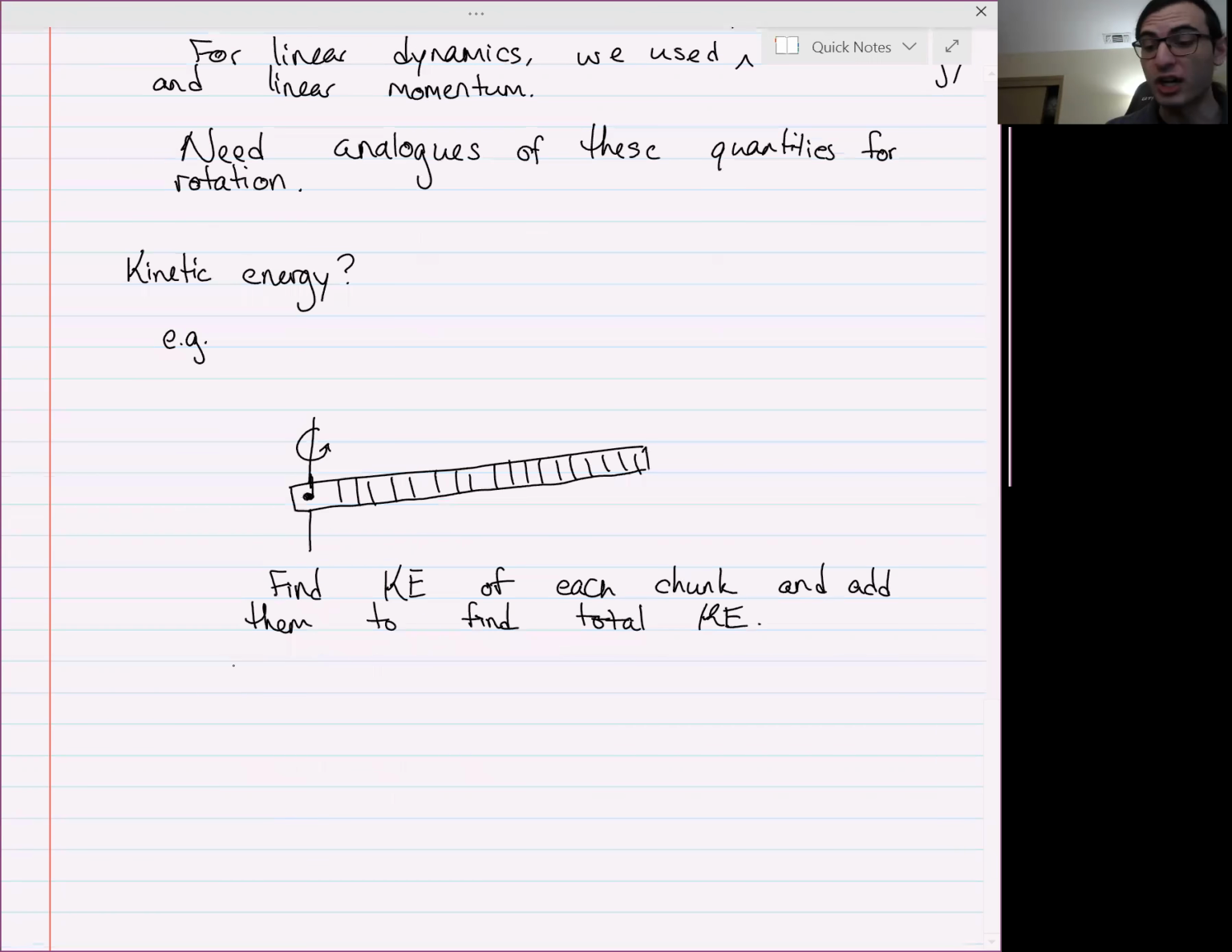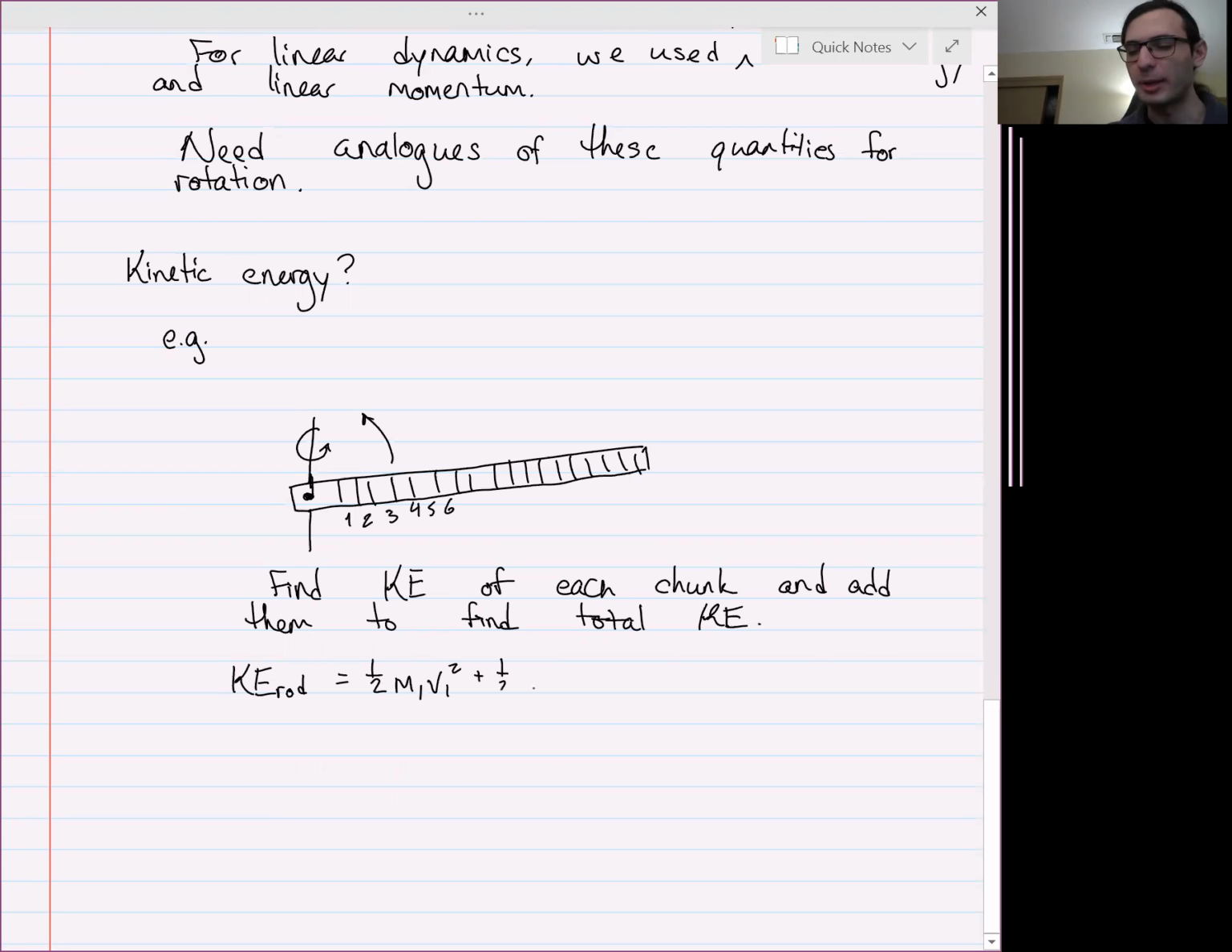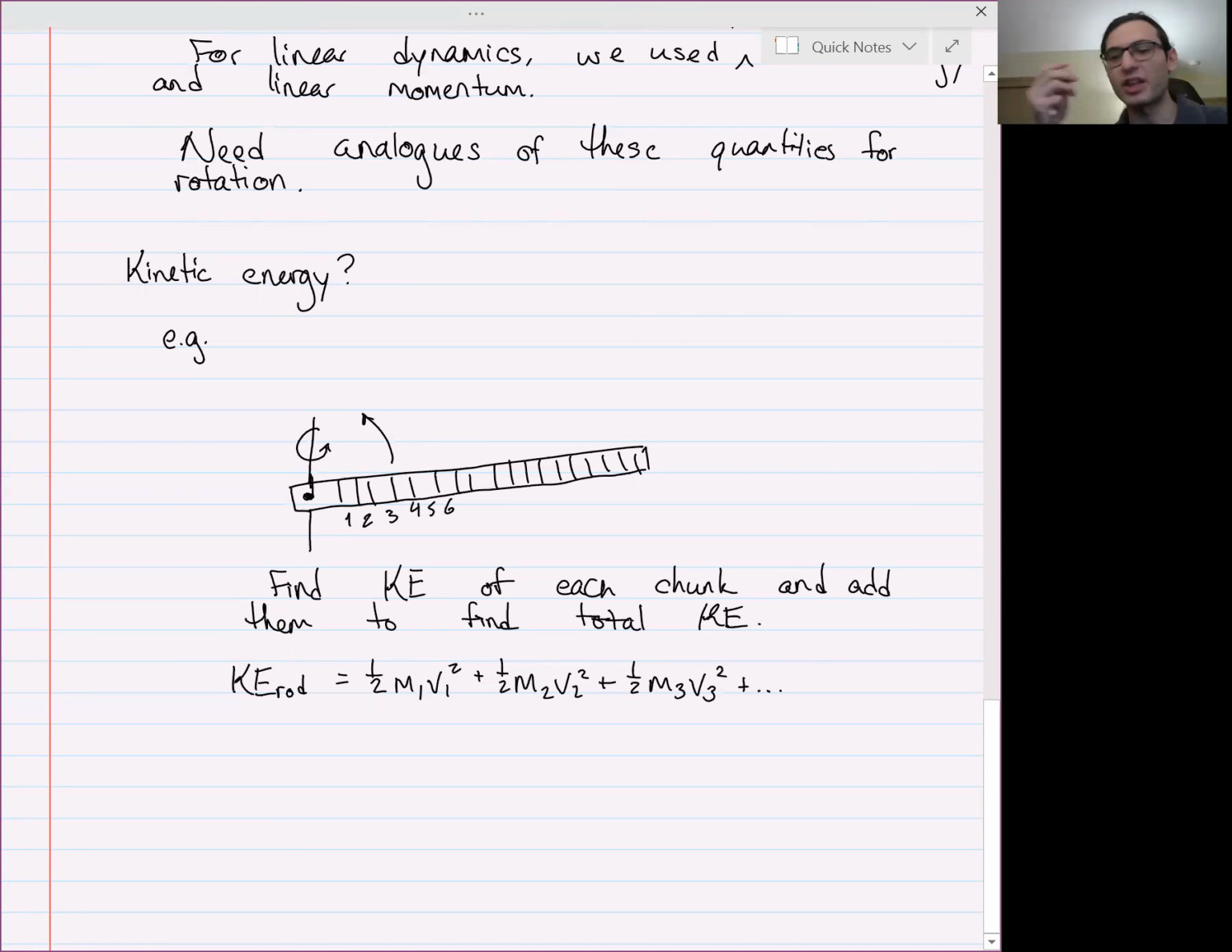So the kinetic energy of the rod in its rotation, and we're going to assume that it's actually rotating, is 1/2 M1 times V1 squared plus 1/2 M2 times V2 squared plus 1/2 M3 times V3 squared, and on, until we run out. I'm just labeling the points 1, 2, 3. But keep in mind that we can rewrite the speed of each of those chunks in terms of its angular speed.